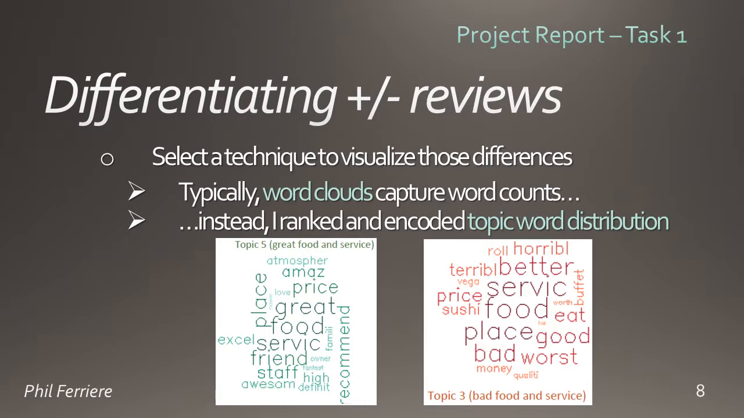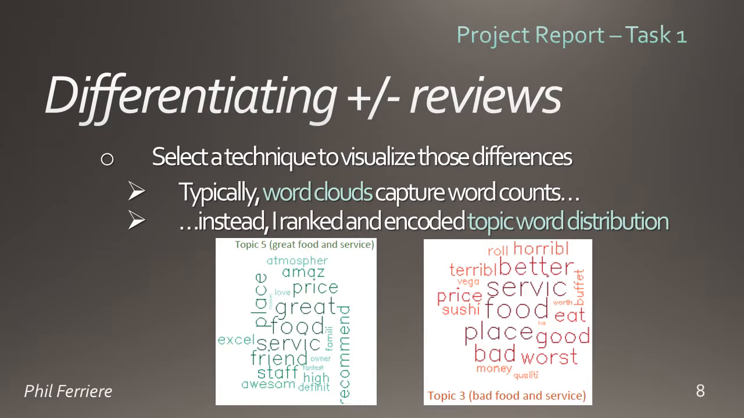Here, I used intra-topic ranking instead. What I mean by that is that I used a word distribution that describes the topic, and gave the top term a weight of 20, and the least common one a weight of 1. Then, I paired the topics between negative and positive reviews, and displayed the word clouds side by side. In the example shown here, the green word cloud on the left is for positive reviews, while the red one on the right comes from negative reviews.